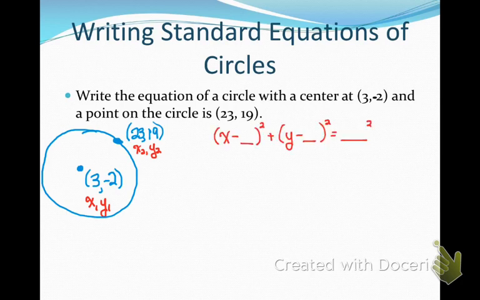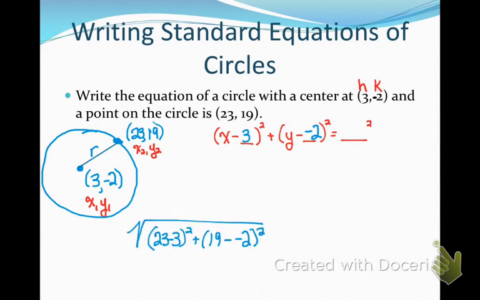I already have enough to start the template of my standard equation of a circle, and I'm always going to use this template. I'm never going to get it wrong if I do. I have my center, which is (3, -2), so I'm going to plug those numbers into my template, and then, like I said, to find the radius, I'm going to use the distance formula. So I'm going to subtract my x values, square them, subtract my y values, square them, take the sum of those two numbers and the square root of that sum.